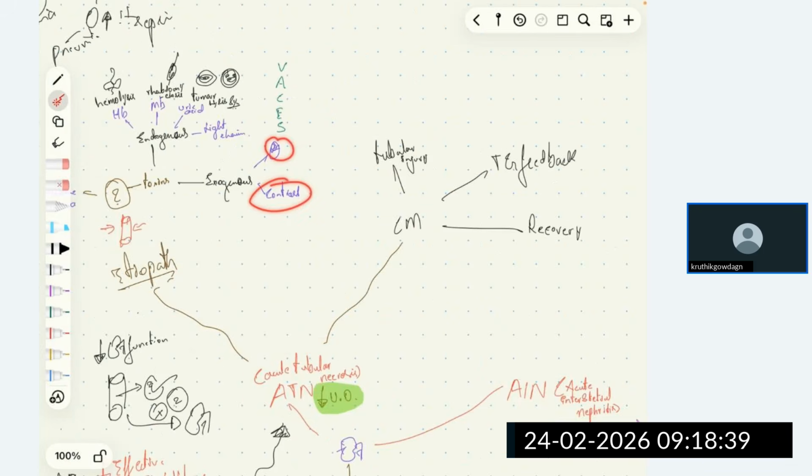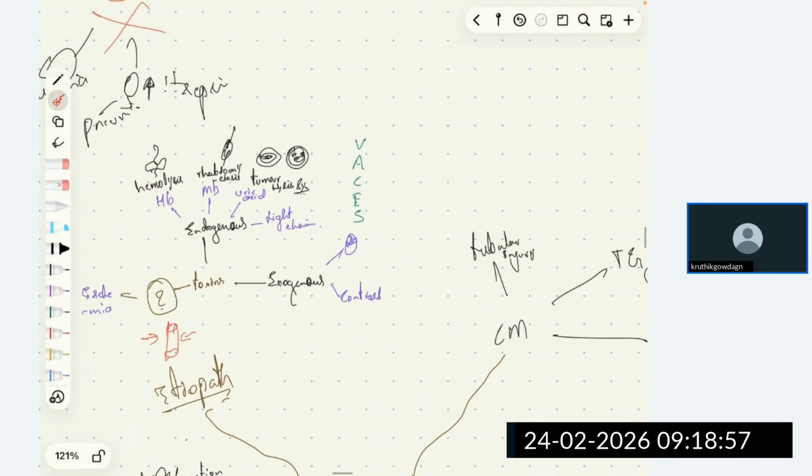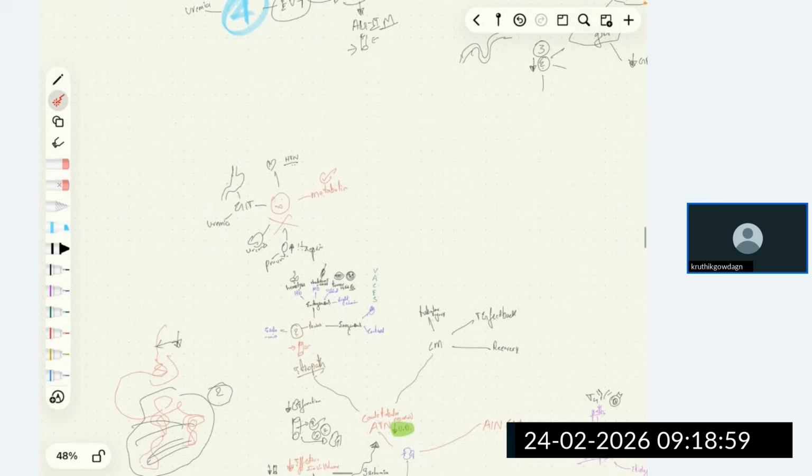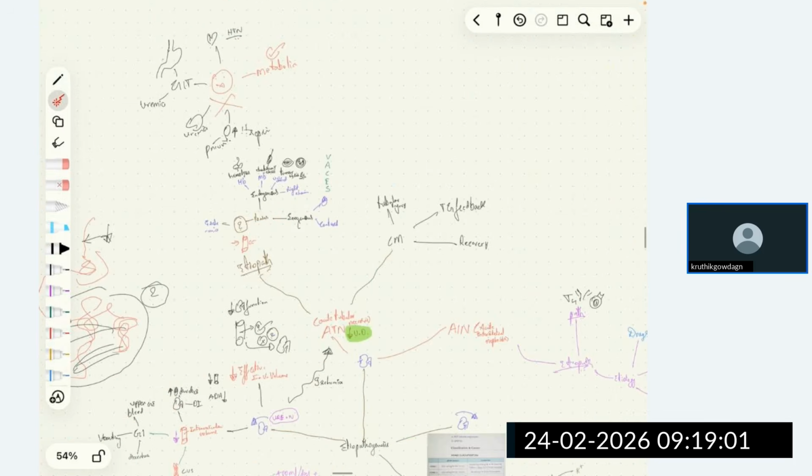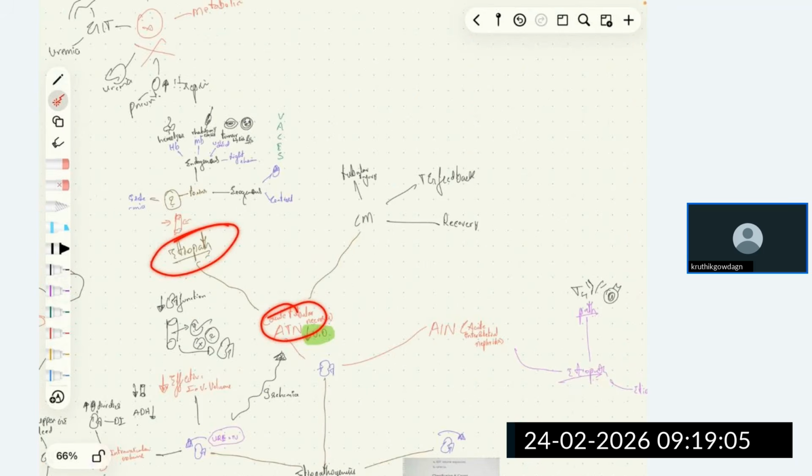Radio contrast used in radiological examination can lead on to ATN. A few important drugs are cisplatin, aminoglycosides, and then other drugs are there. I'll update you the list. This is the pathogenesis of ATN, that is ischemia and toxins, exogenous and endogenous, leading on to acute tubular necrosis.